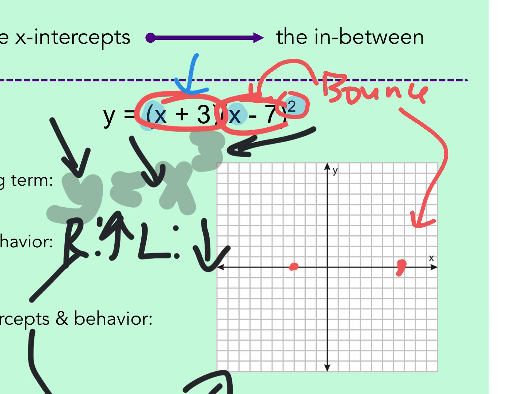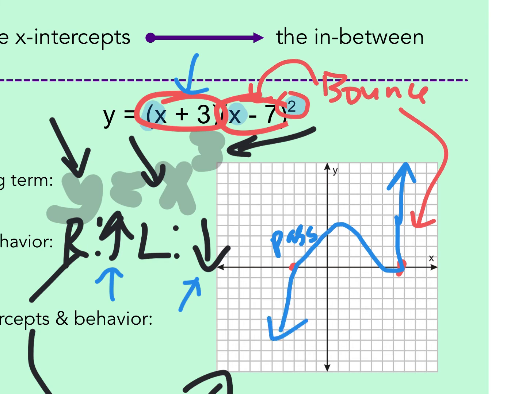The -3 just passes through. So this is a pass through, and this one's a bounce. Okay, now I got to know the whole thing. This one's up on the right and down on the left, so it's got to be going up here, bouncing off of this, and then going down on the left-hand side. I think I have it.